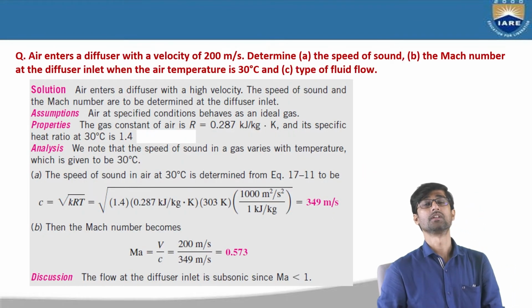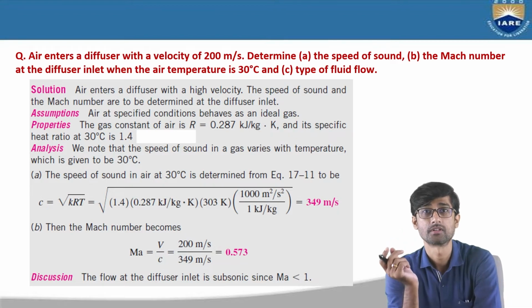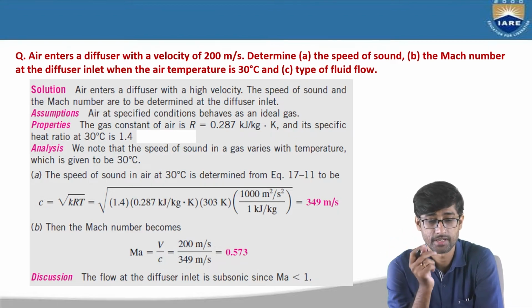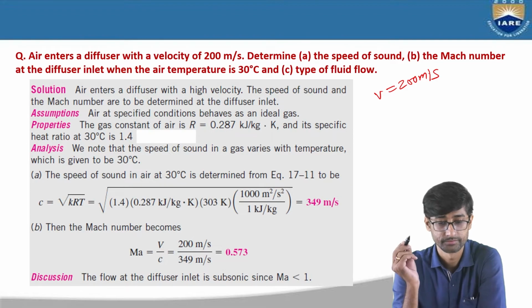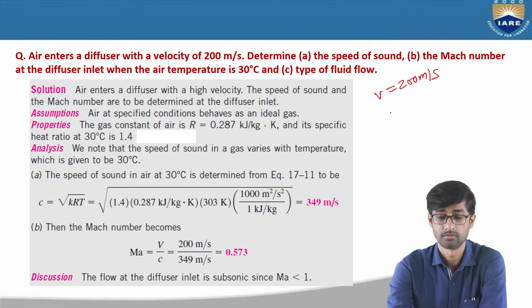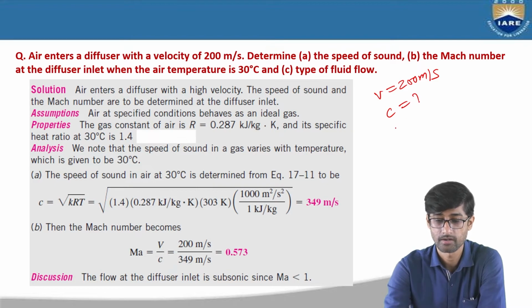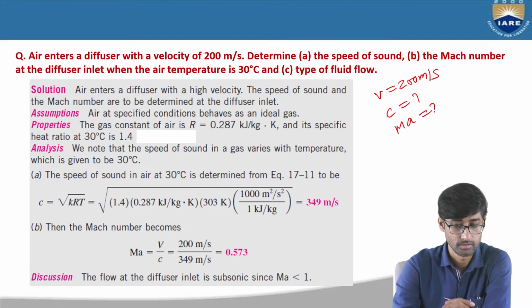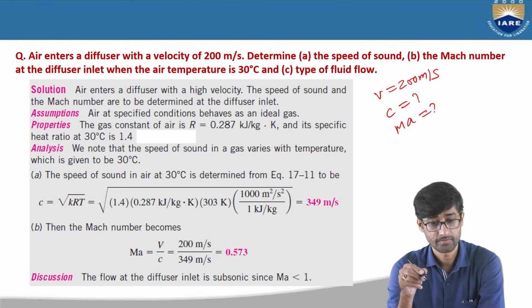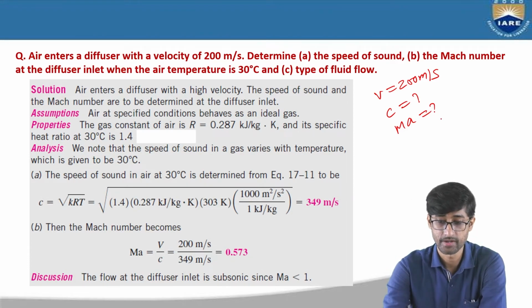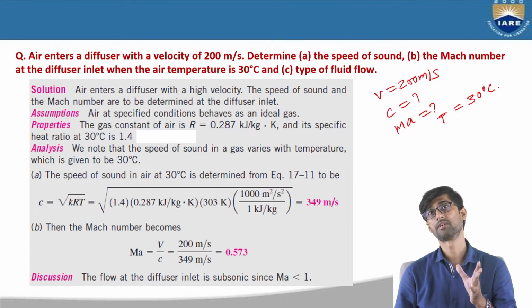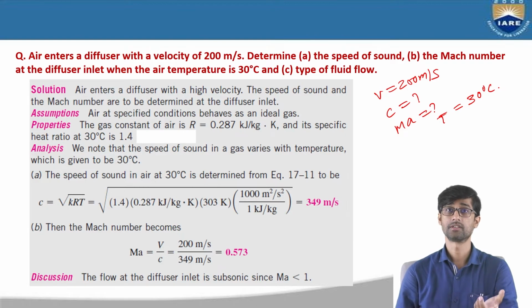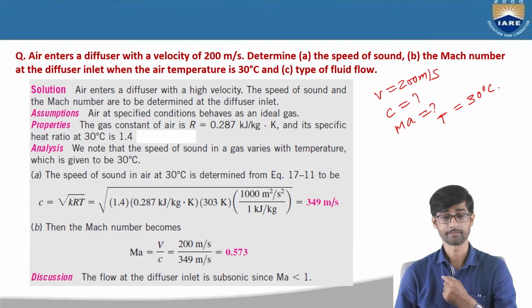Let us solve one problem. Air enters a diffuser with a velocity of 200 meter per second, right? So velocity is given as 200 meter per second. Calculate the speed of sound, that is C, and the Mach number, Ma. Also, at the diffuser inlet, the inlet temperature of air is given, that is T equal to 30 degrees Celsius. So after calculating the speed of sound and Mach number, you have to identify the type of fluid flow, whether it is sonic, subsonic, or supersonic.